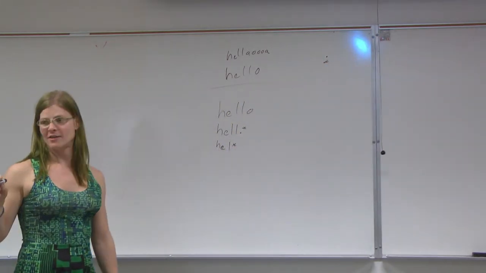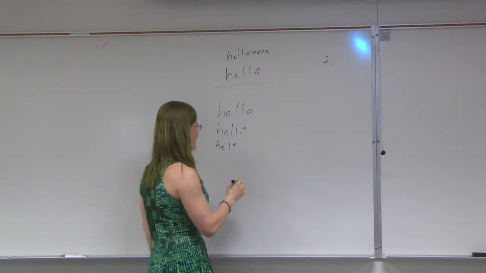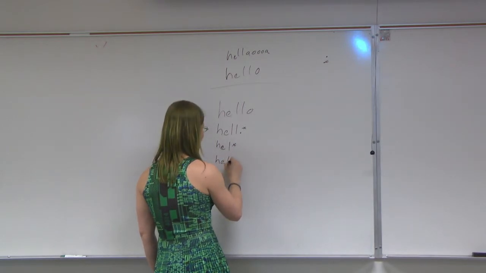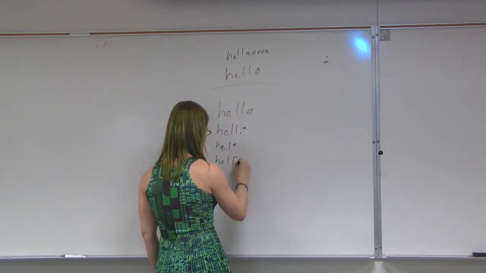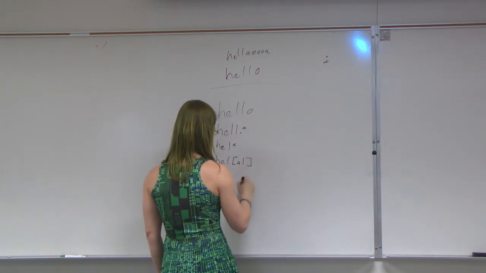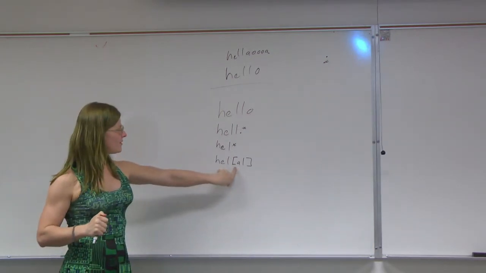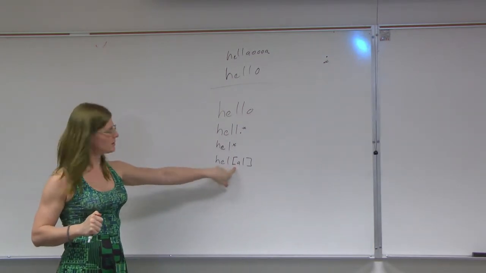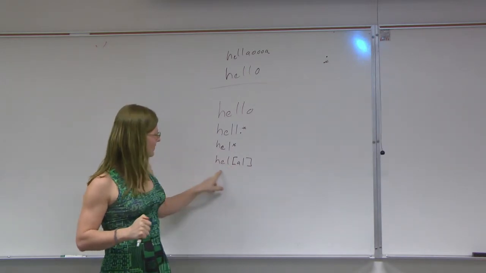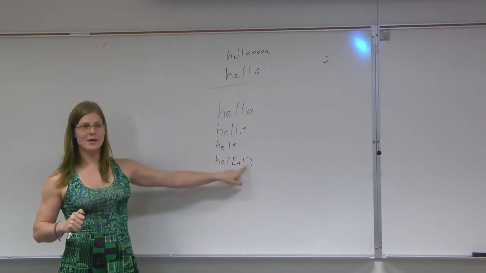Square brackets. Square brackets are what's called character classes. What this does is it's kind of like a little or thing. So this one will match things that begin with HEL, and then the next letter has to be either lowercase a or lowercase l.